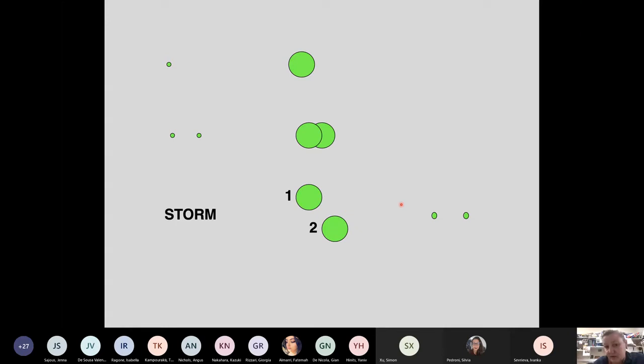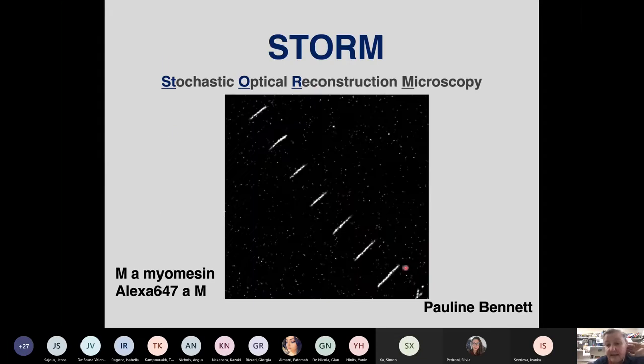Now, I already told you before, you need the patience of a saint for STORM, because you have to take a long exposure in order to collect enough blinkers so you can do something. And this is again an image set given to me by Pauline Bennett of some myofibrils stained and visualized in STORM. And this is my myomesin M-band antibody.